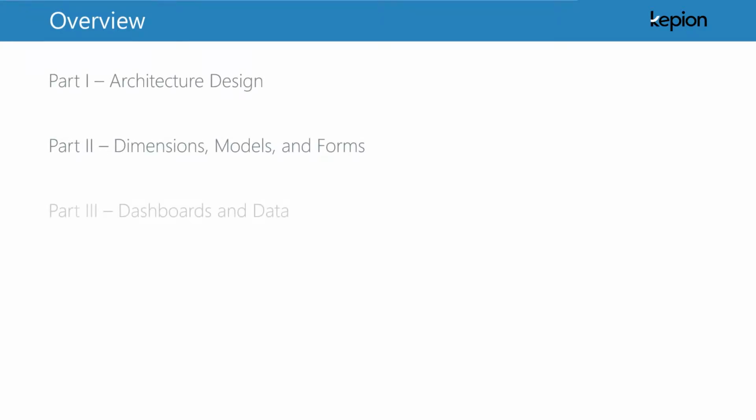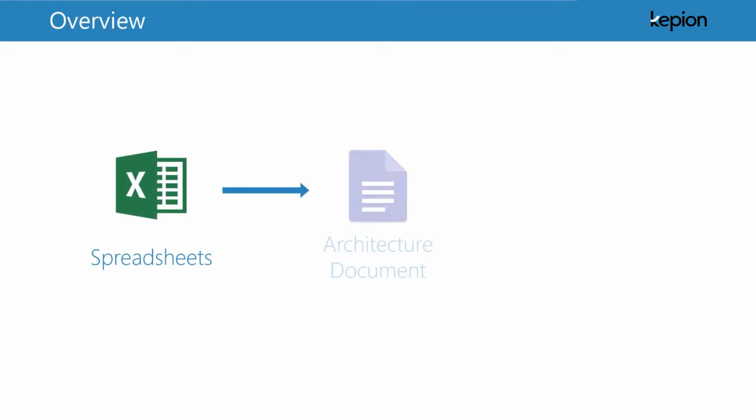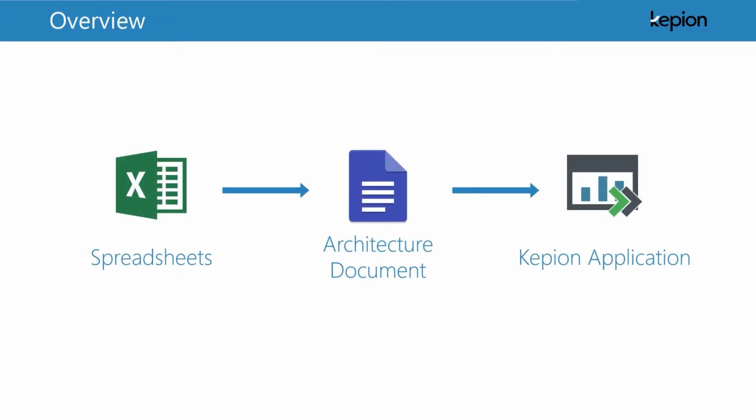In this series, we'll outline the main features of Kepion as we walk through the steps of building a sample revenue planning application. We'll explain how to translate customer requirements from spreadsheets to an architecture document to a fully realized Kepion application. At each step, we'll provide resources to help you follow along.